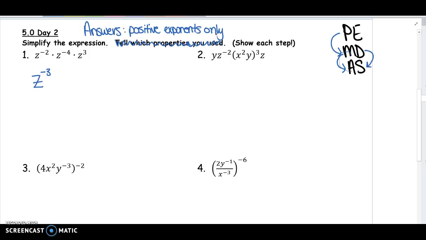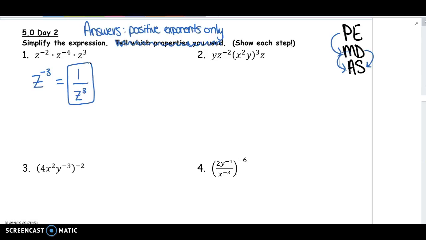So if you do use one of the properties and you end up with a negative exponent, you have to fix that negative exponent by using the negative exponent property. So 7 to the -3 becomes 1 over 7 to the 3rd. Once your answer is written with no negative exponents, you're good.